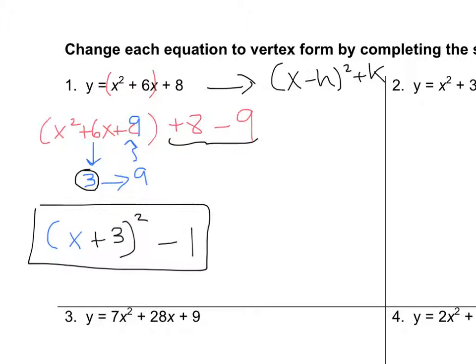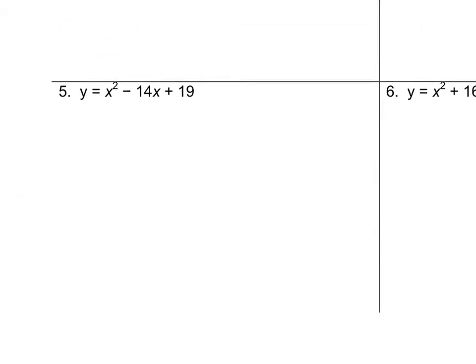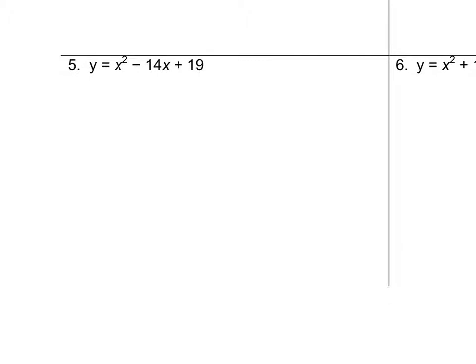Now to check your answer, go ahead and plug in x squared plus 6x plus 8 in y1 and (x plus 3) to the second power minus 1 in y2. And if you graph it and you get the same graph, then your answer is right. Now I want you to pause the video and try to do number 5 on your own. It's the same concept.